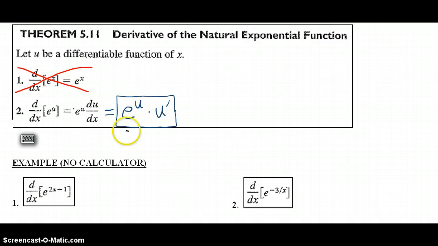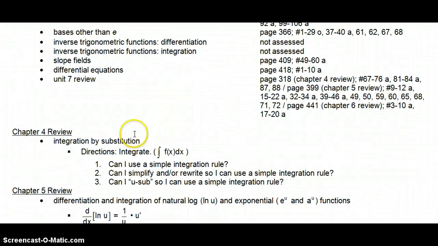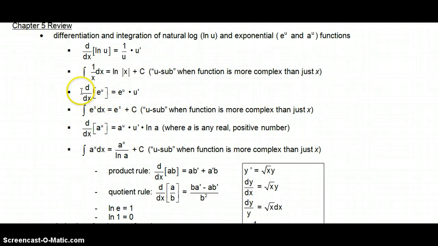Very rare that that happens, and even in the curriculum map for Unit 7, on the back side you'll see the Chapter 4, 5, and 6 review notes, and I don't even mention the derivative with respect to x of e to the x power because it's rare that that happens, and this rule that I'm sort of scrolling over here is much more useful because, well, it applies to any function with respect to x.